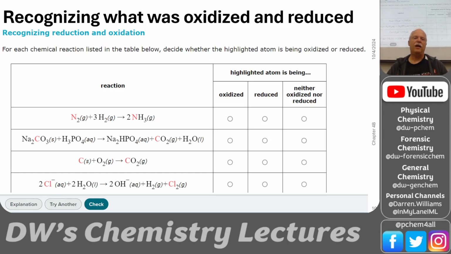So this is recognizing what was oxidized and reduced. So we can look at this. This is exactly what I was just talking about. We have nitrogen gas going to NH3. And so we need to know, did the oxidation state of that nitrogen change? Yeah, absolutely it did. So this was a 0 here. This was a -3, sorry.